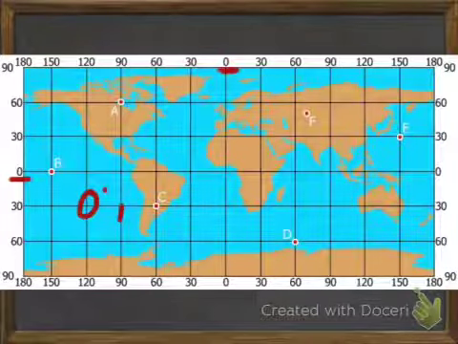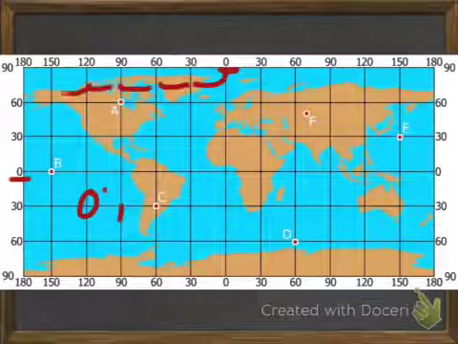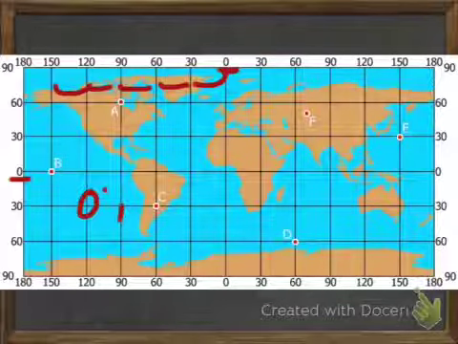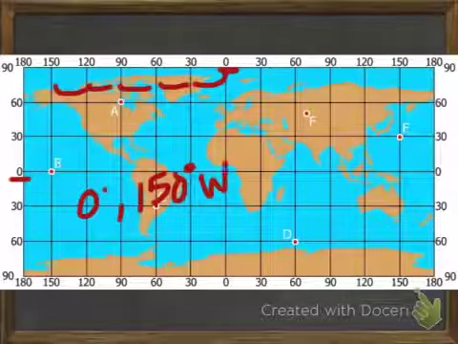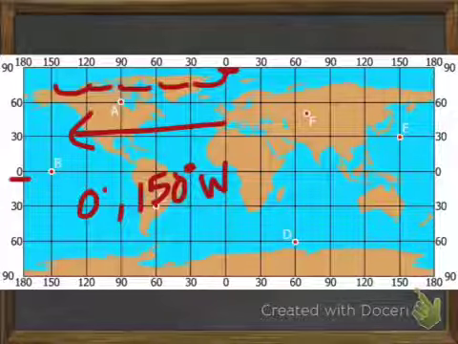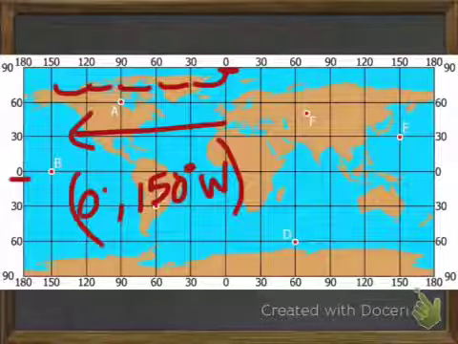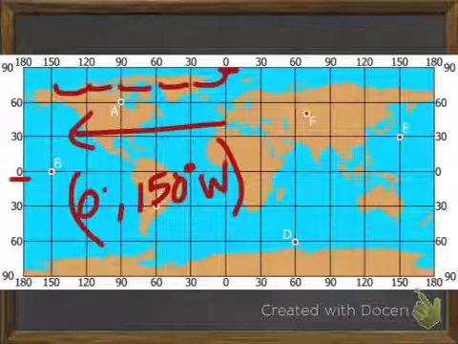Remember, we start at 0 and we go over 30, 60, 90, 120, 150. So we are 0 degrees latitude and 150 degrees west, because we went west, right? This is west. 150 degrees west longitude. And that's our coordinates. It's just that easy. Okay? Let's do a couple more.